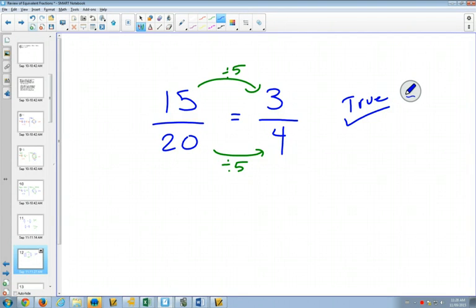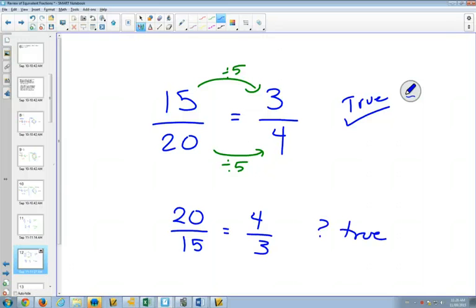So now we did another two random numbers. If I flip this one, 20 over 15, and I flip this one, 4 over 3, is it still true? Yes, it is. I just flipped them. We still don't know if that works for every fraction, though.